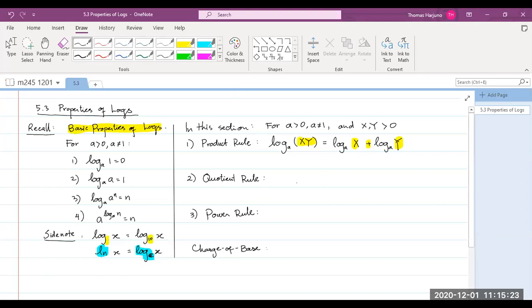The second rule, quotient rule: log base A of x over y equals log base A of x minus log base A of y. In other words, log of quotient equals difference of logs.